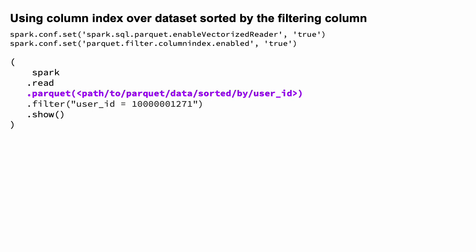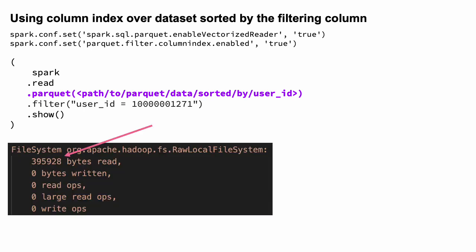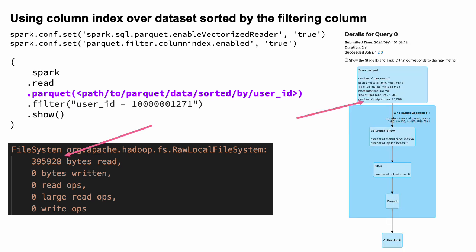And once we do that, when we run the same experiment on this file, which was sorted by the user ID, we saw that our bytes scanned came down to the order of kilobytes. And now only 20,000 rows were materialized, because in this case only one page was scanned, and in our files every page had a maximum of 20,000 values. So only 20,000 rows were materialized, and the job took 2 seconds to complete.